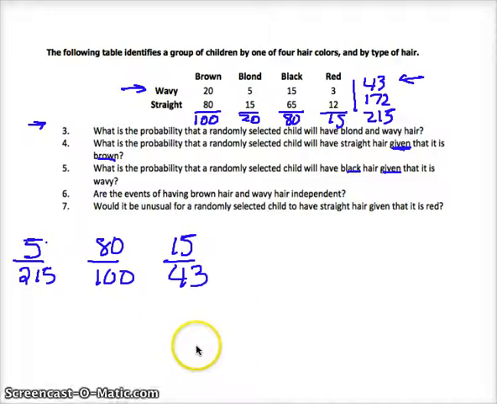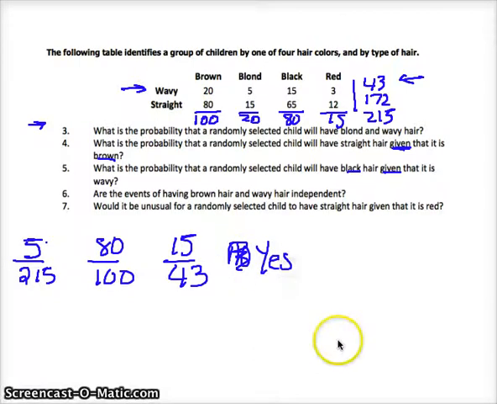6. Are the events of having brown hair and wavy hair independent? In other words, by someone having brown hair, does it have to be one way or the other? No, okay? I mean, they're not related to each other, so they are independent. Get that confused sometimes.